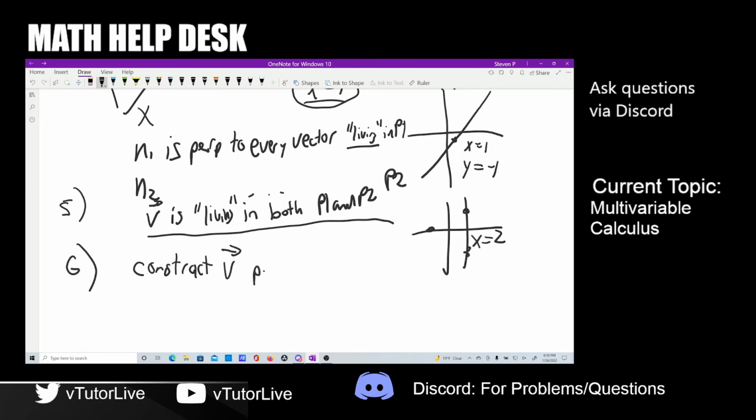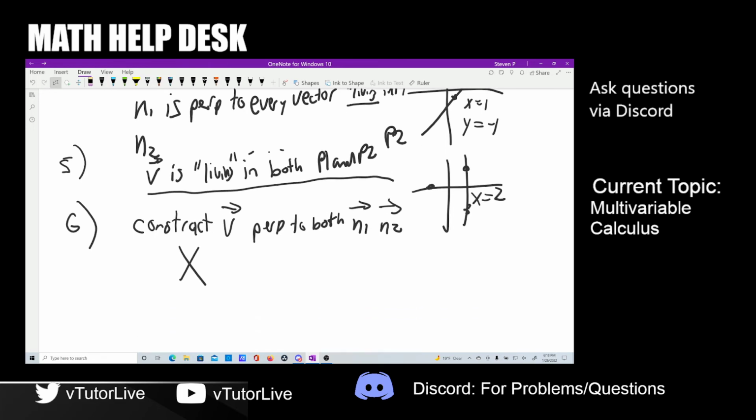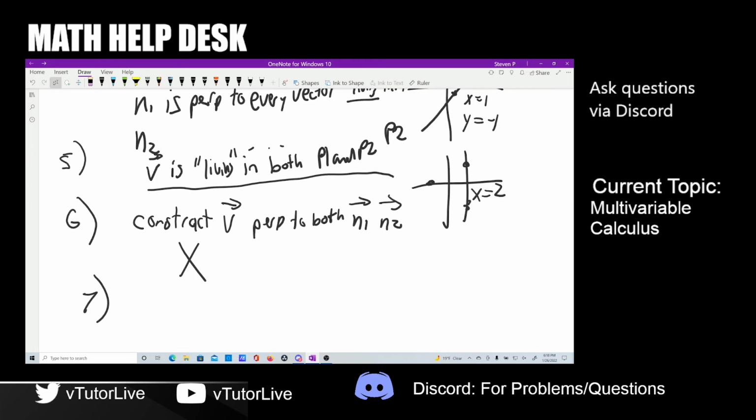So if we were actually asked to construct v perpendicular to both n1 and n2, think back to your first or second week of this class. What tool do we have that can take two vectors and spit out a vector perpendicular to them both? The cross product? Exactly. Big old cross product. Need I say any more about that? No, we would just do the cross product of n1 and n2, the normal vectors from questions 3 and 4.